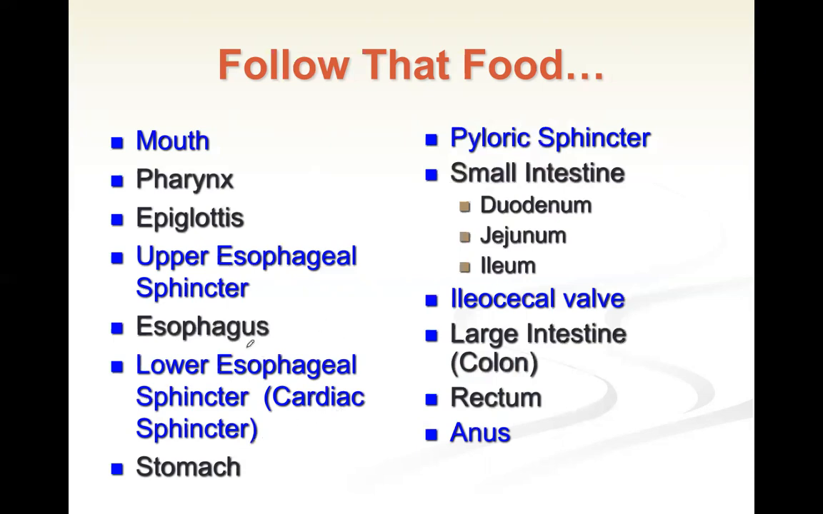Once it's in the stomach, it moves through the stomach. At the end of the stomach is the pyloric sphincter. The pyloric sphincter allows food to pass to the small intestine. There are 3 parts of the small intestine: the duodenum, jejunum, and ileum. From the ileum, it will move through the ileocecal valve. This controls the flow into the large intestine. It will move through the large intestine to the rectum and then out the anus if there's anything to excrete.